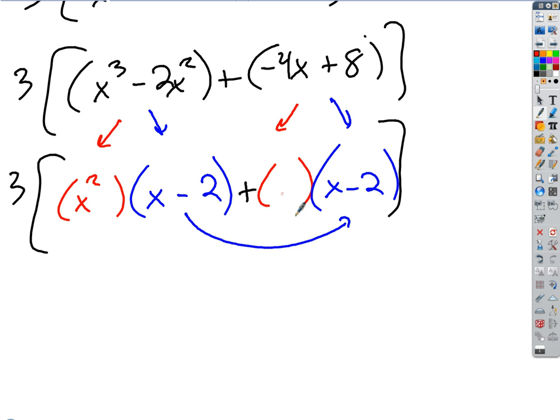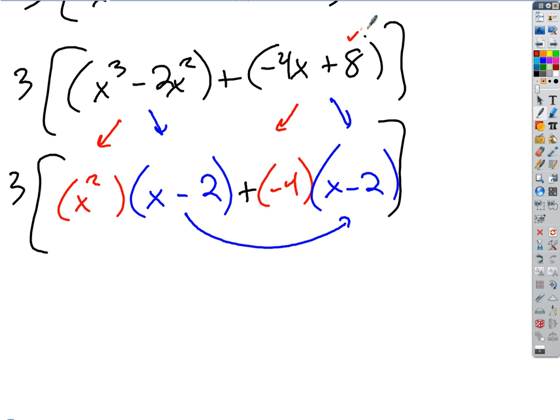What would I have to distribute to the x to get a negative 4x? Negative 4. So the question is then, does it work for the other term also? Yes. Negative 4 times negative 2 is positive 8. Check. It works. Okay, so the pattern worked, right? Now what? Now here's the last step.